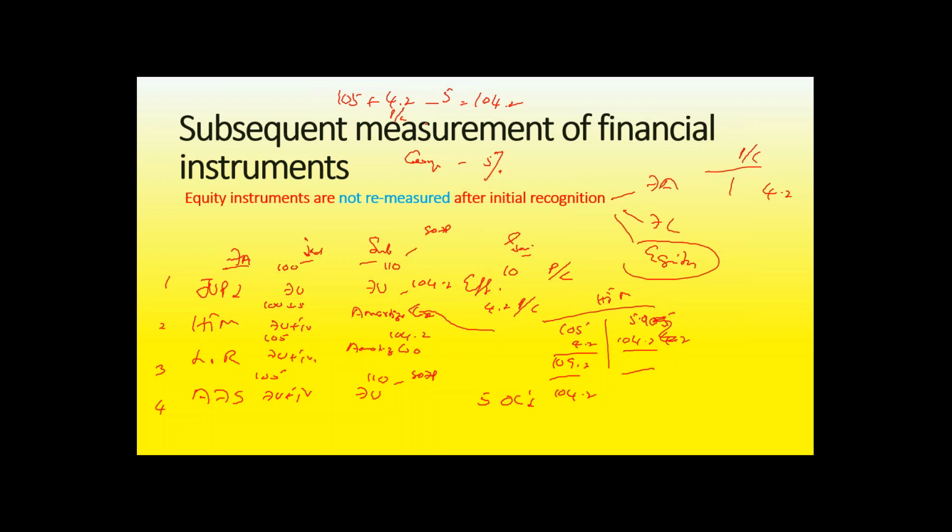Okay, same. At the effective rate, deduct the coupon rate of 5, which will be at the 104.2. Same story. The 104 goes to the balance sheet, and the 4.2 goes to the P&L. Okay, that's fine.